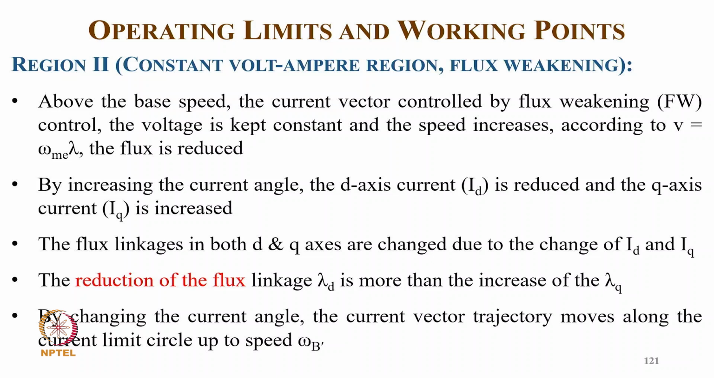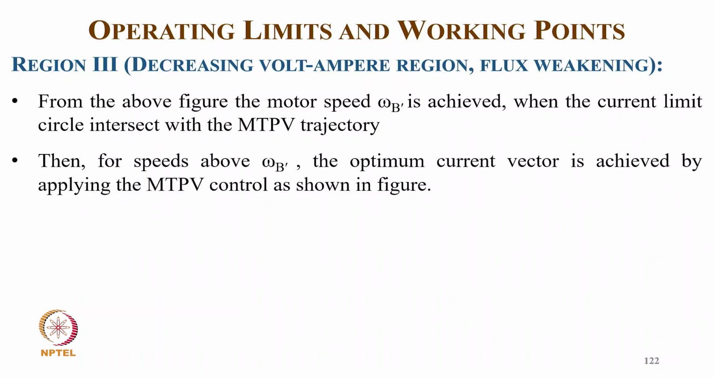Coming to region 2, the constant volt-ampere region, that's called the field weakening or flux weakening region. Above the base speed, the current vector is controlled by flux weakening control, the voltage is kept constant and the speed increases according to V equal to omega me into lambda. The flux is reduced by increasing the current angle. The D axis current is reduced and the Q axis current is increased. So the flux linkages in both D and Q axis are changed due to the change of ID and IQ, and the reduction of flux linkage lambda D is more than the increase of lambda Q. By changing the current angle, the current vector trajectory moves along the current limit circle up to speed omega b.